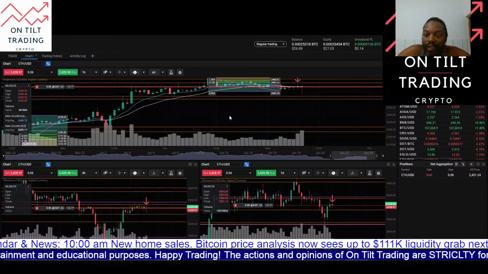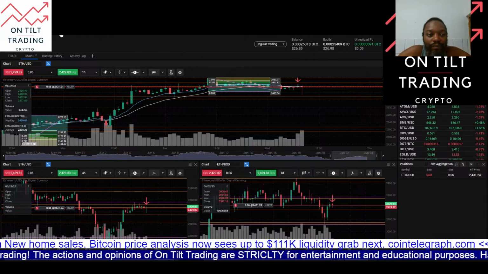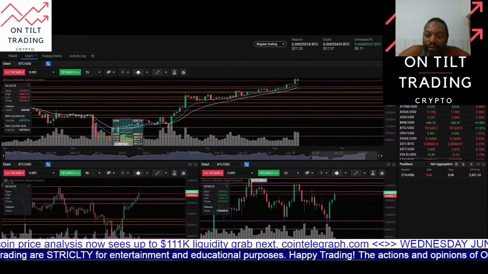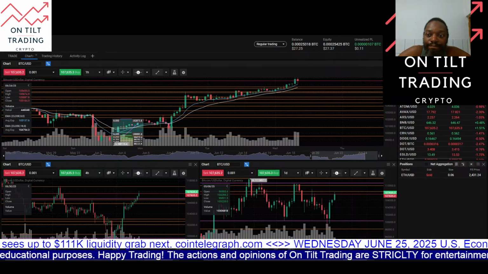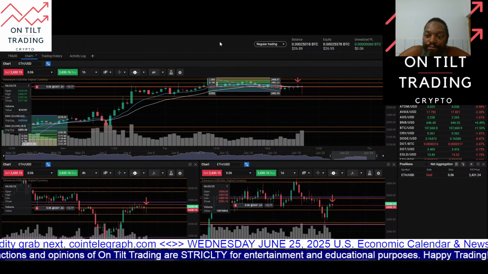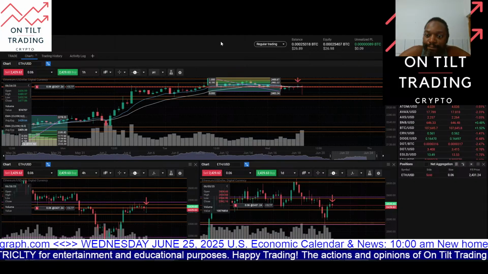Sell side delivery here in Ethereum, price at 24.29. Bitcoin still trading near the 107,650 level. Ethereum consolidating, now at 24.30.